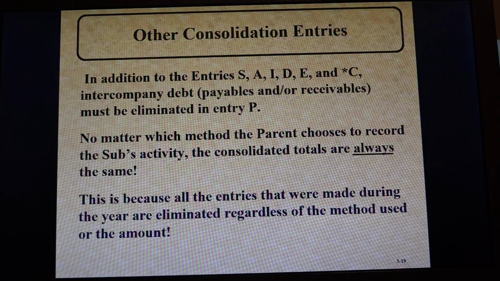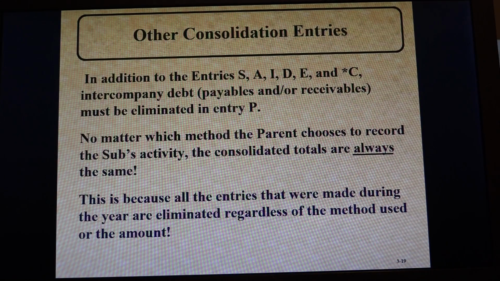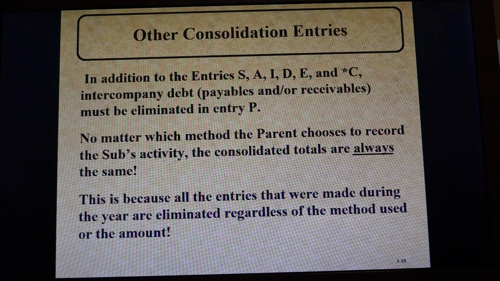regardless of how the parent records the sub's activity, whether it's equity method, the partial equity method, or the initial value method, the numbers are going to come out the same. So I gave you the more complicated method. You're welcome. Probably the most used method.